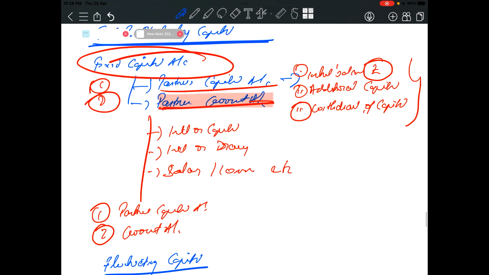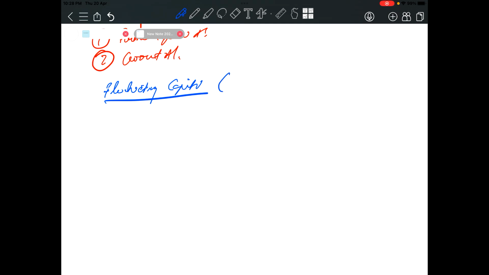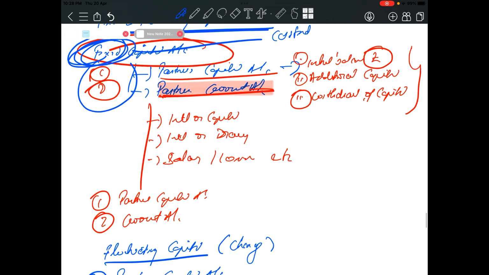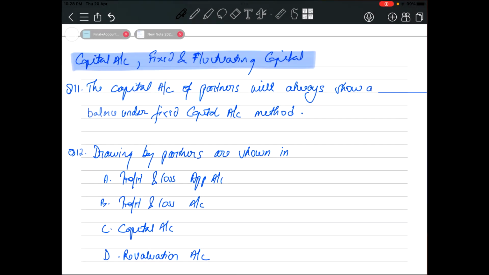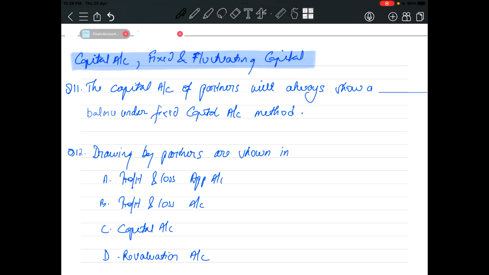So now let's talk about fluctuating capital. What do you mean by fluctuating? Fluctuating means always changing. What do you mean by fixed? Fixed means constant, this will not change. Fluctuating means changing. So in this case we will prepare only the partners' capital account. This will be a combination of these 2 accounts, so it will have these items and these items. So this is all about fixed and fluctuating capital. Now let's come back to the questions. Let's see question number 11.